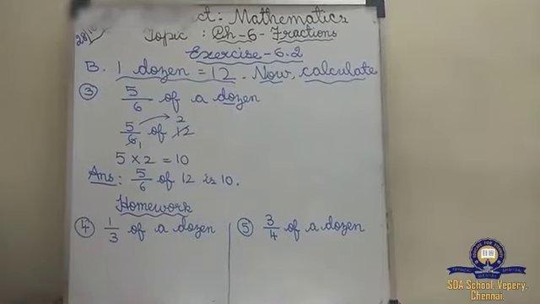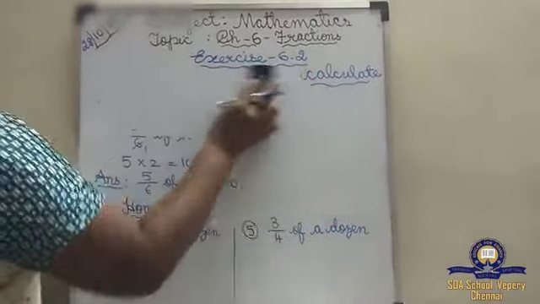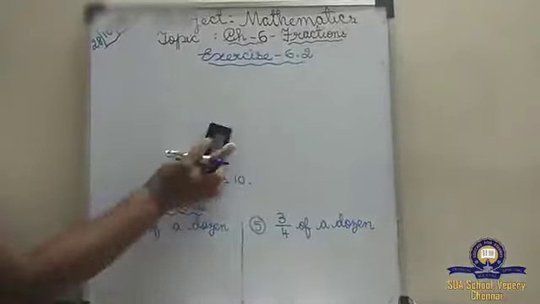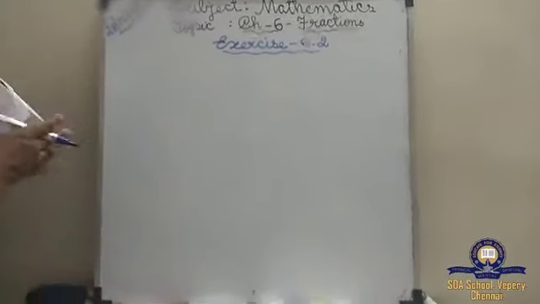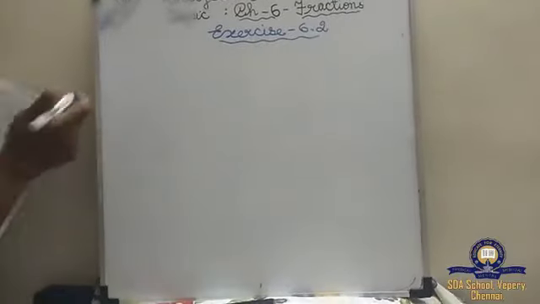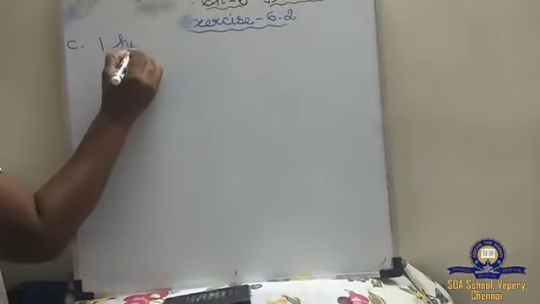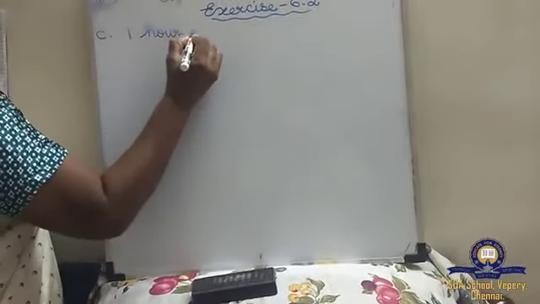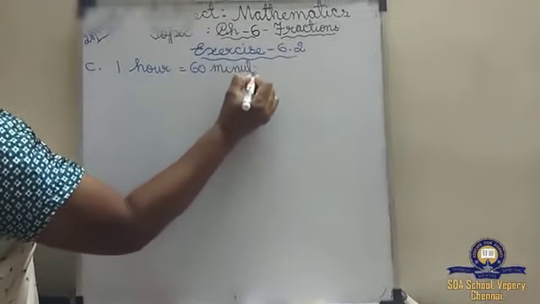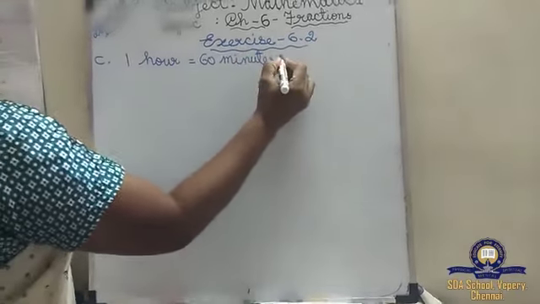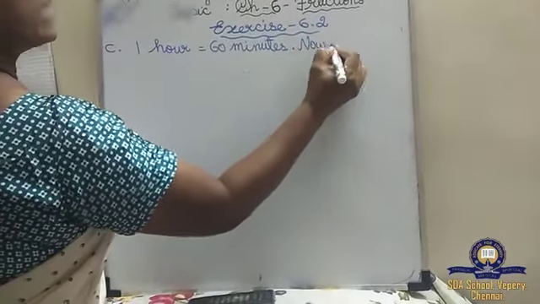Okay. We'll move on to the C1. See here, the same process only, but what have they given? They have given minutes. 1 hour is equal to 60 minutes, and now you have to calculate, the same as you have done in the before A and B.